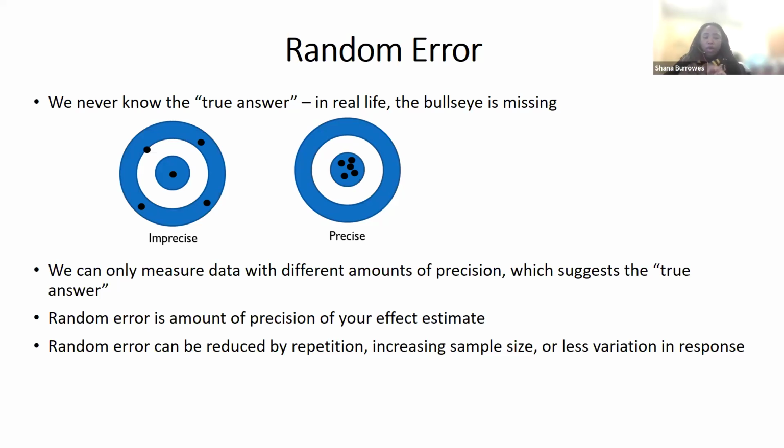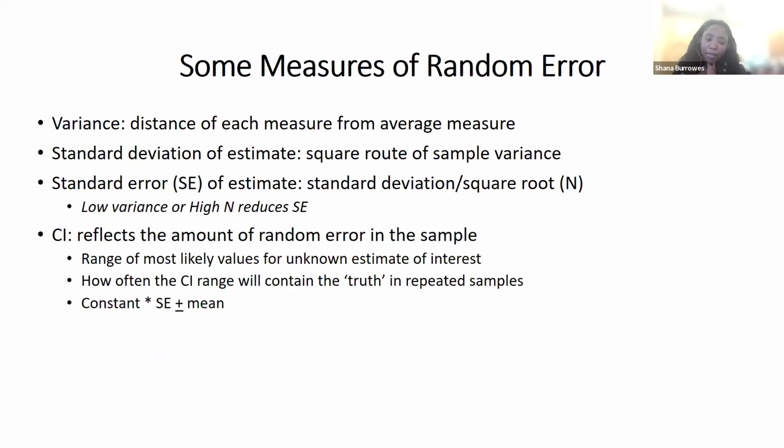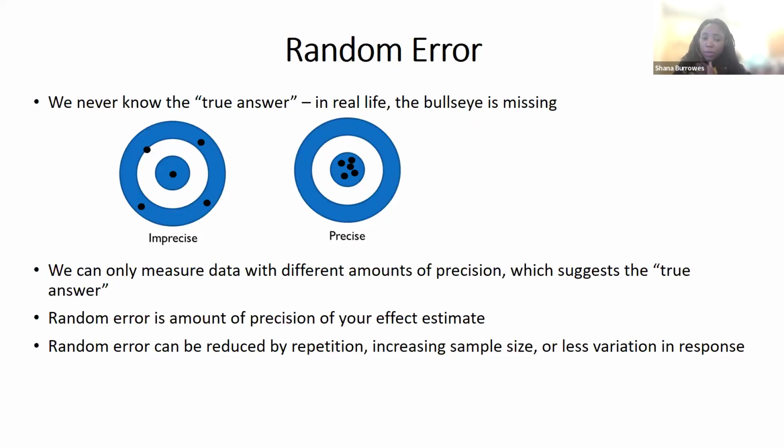And so the random error is the amount of precision in your estimate, and you can reduce it by repeating your studies. Often you'd be reading a paper and you're going to see that somebody did a study that somebody else did, but they did it in a different population or in a different location. You want to see what result you're getting when you repeat this study different times. Some ways that you can reduce this random error are by increasing your sample size, or putting things in your study design that reduce variation in response and variations in the way you measure things. But that's not always possible, and so it's important to have the correct analysis as well.